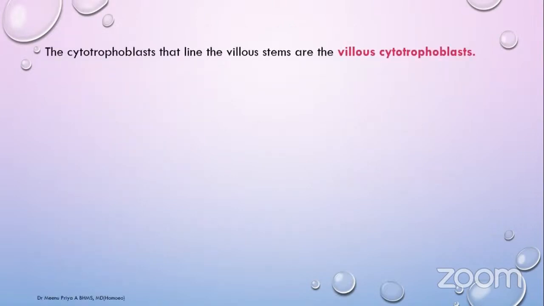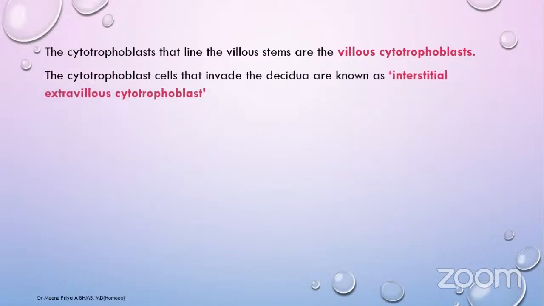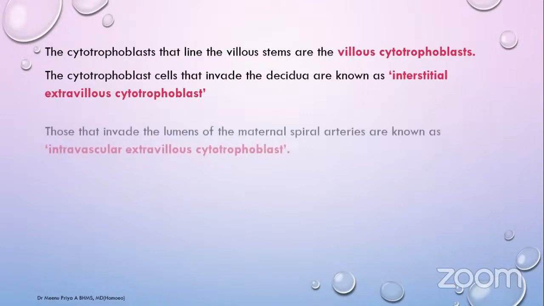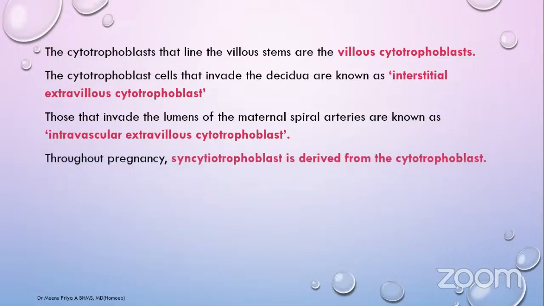The cytotrophoblasts that line the villus stems are villus cytotrophoblasts, and the cytotrophoblasts that invade the decidua are known as interstitial extravillus cytotrophoblasts, and those that invade the lumens of the maternal spiral arteries are known as intravascular extravillus cytotrophoblasts. So remember, cytotrophoblast is divided into three, and also remember their meanings. They can ask, what is interstitial extravillus cytotrophoblast, and which part of the uterine cavity or decidua does it invade? You should know the difference. And throughout pregnancy, syncytiotrophoblast is taken care of by which part? It is the cytotrophoblast. So the nutrition and everything is derived from the cytotrophoblast.